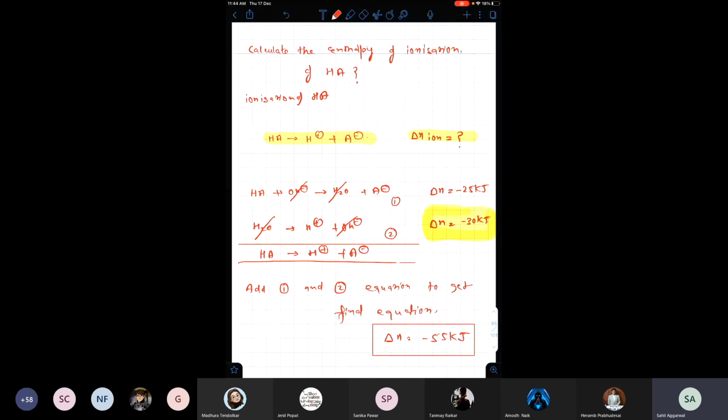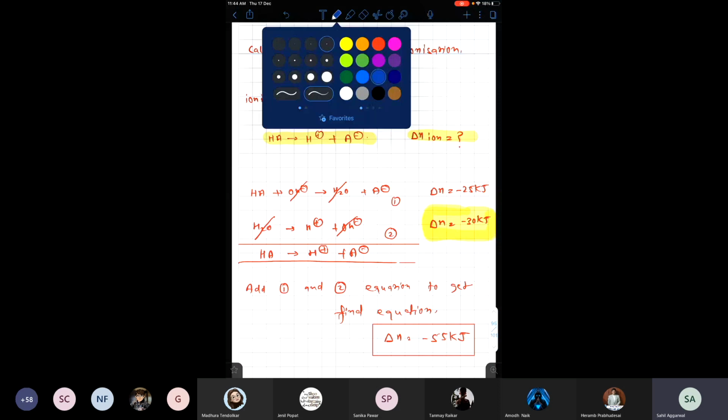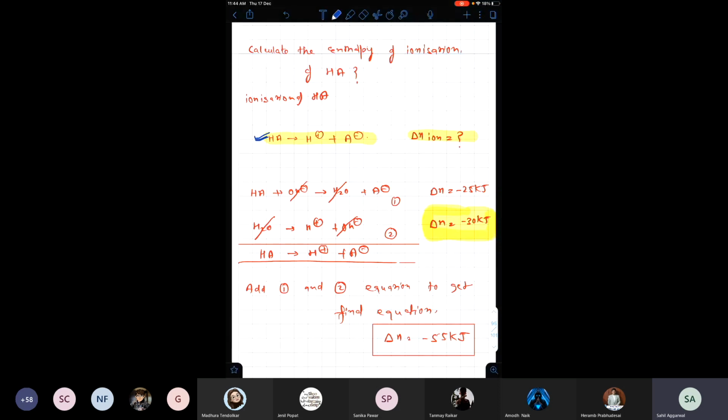Okay, Madhura. Rishikesh. Amod. So your final answer will be minus 55 kilojoule. Please explain the answer. See, we had to make this equation. This is the ionization of Ha. To prepare this equation, we have to add the first and second equation.